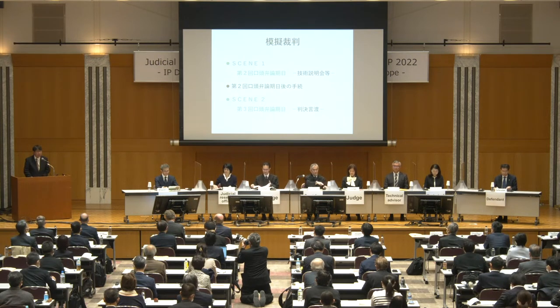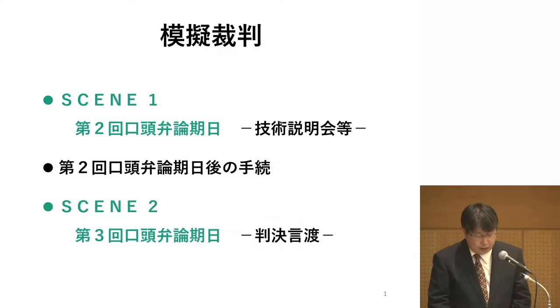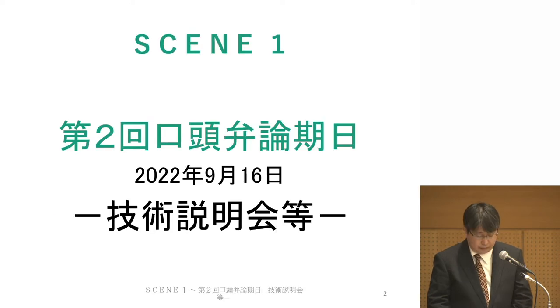In ordinary patent infringement lawsuits, the statement of the complaint, the written answer, and the basic documentary evidence are presented at the first date for oral argument. Next, proceedings for arranging issues and evidence are conducted in preparatory proceedings using web conference and preparatory proceedings in writing. After that, the proceedings will go back to the date for oral argument and will be conducted up to the rendering of judgment. In today's mock trial, you will see the second date for oral argument, when the explanatory session is to be held, and the third date for oral argument, when the judgment is to be rendered.